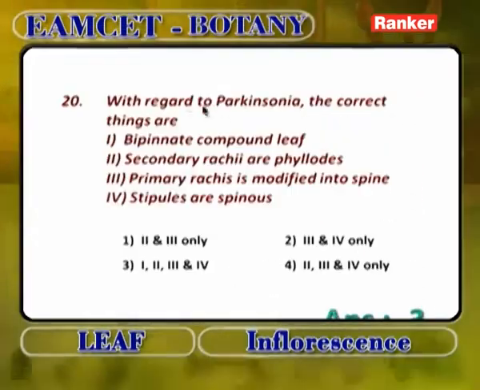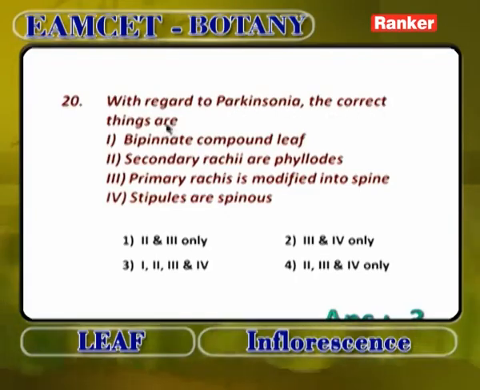Then with regard to Parkinsonia, the correct things are: bipinnately compound leaf, definitely bipinnately compound leaf, because primary rachis is formed, secondary rachis is formed, and on both sides of the secondary rachis leaflets are arranged. Secondary rachis is modified into phyllodes. Primary rachis is modified into a spine. Stipules are spinous, modified into spines. So all 4 are correct. 1, 2, 3, 4, all are correct regarding Parkinsonia. That means the answer for this question is 3.